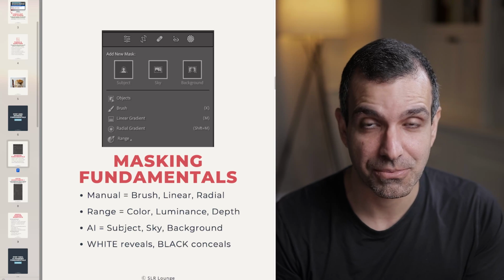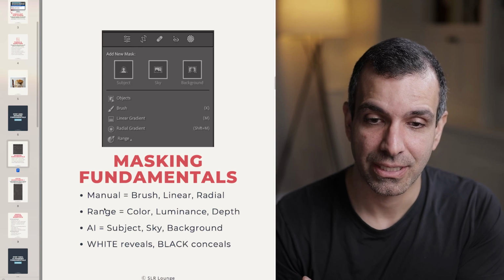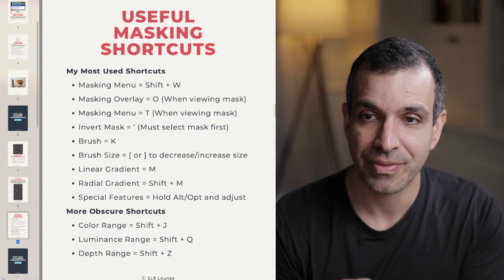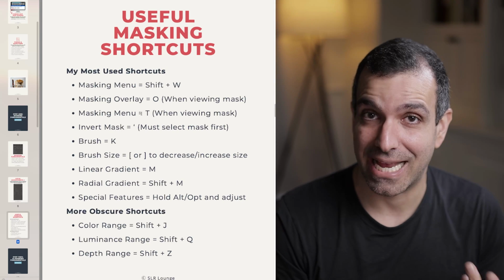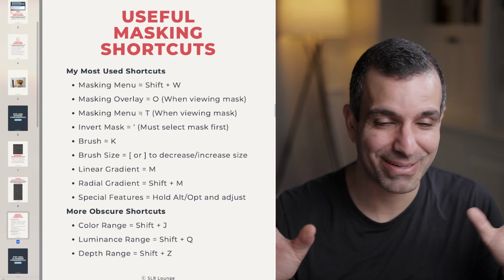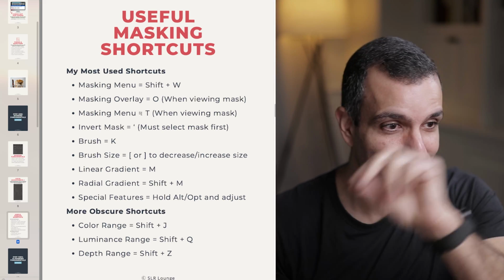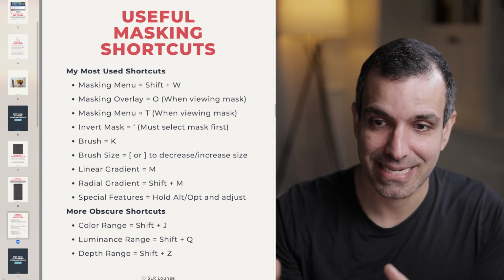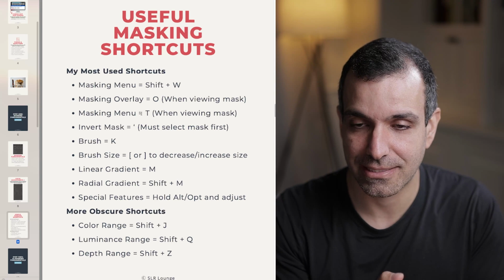And you have AI options: subject, sky, and background, and white reveals, black conceals. These are the adjustments that you have available to you. And these are some of my favorite masking shortcuts. Again, don't stress about screen capturing or furiously writing notes. I'm going to make these available to you as a downloadable, so you guys have those slides.